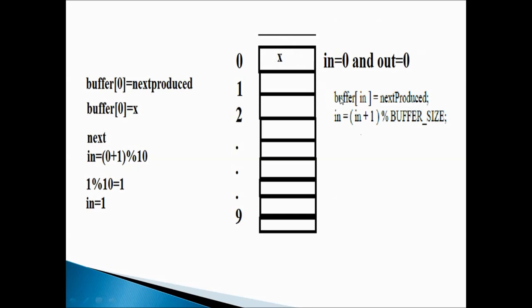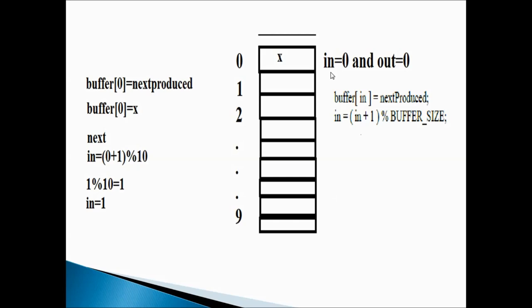After storing the item X in the buffer, I have to again increment the pointer in. See here, in is equal to in plus 1. You can see here, 0 plus 1 modulus 10. 1 modulus 10 will be 1, so in will be 1. Your in value is changed from 0 to 1. Understood, guys? Right? So this is the first iteration. I produced the item X.